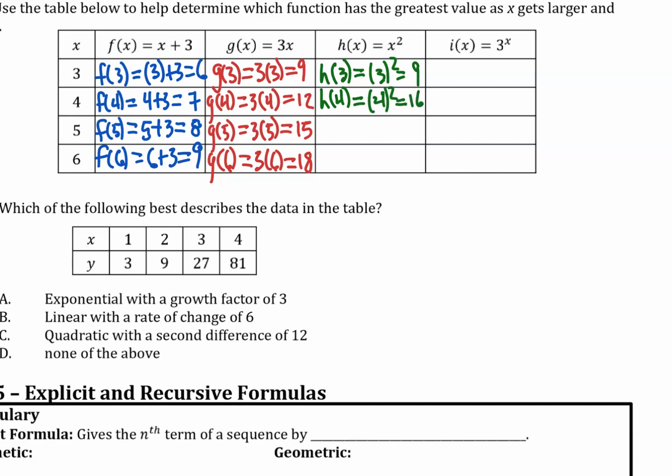That's getting bigger now and a little bit quicker. H of 5, well, that's going to be 5 squared. That's 25. And when we say h of 6, then it is 6 squared. That gives us 36. So as we can see, this one is growing faster than the other two.